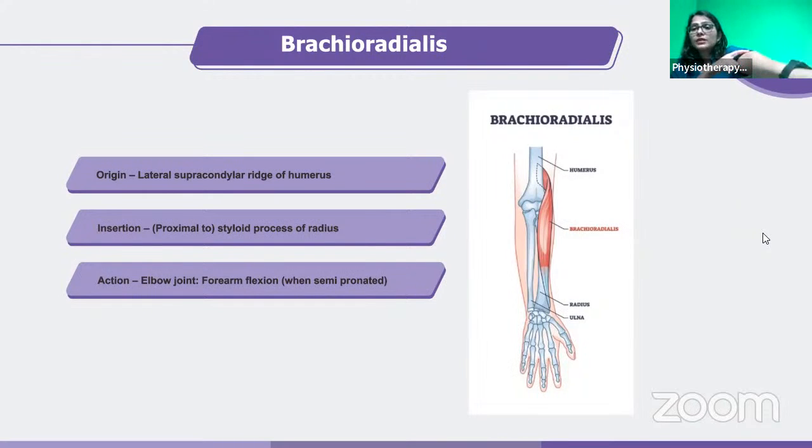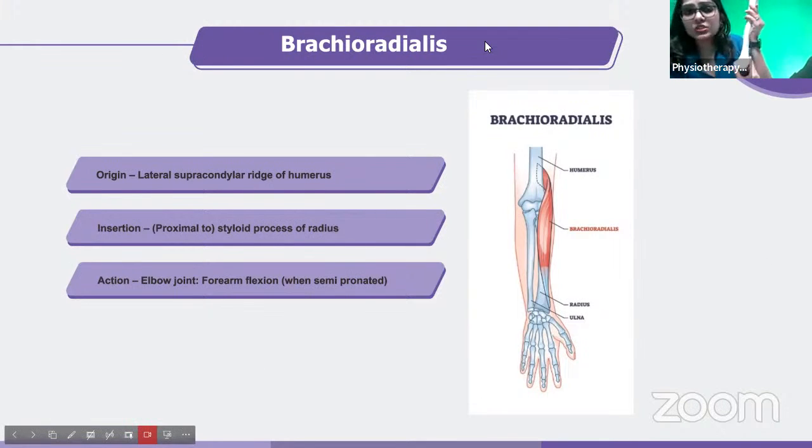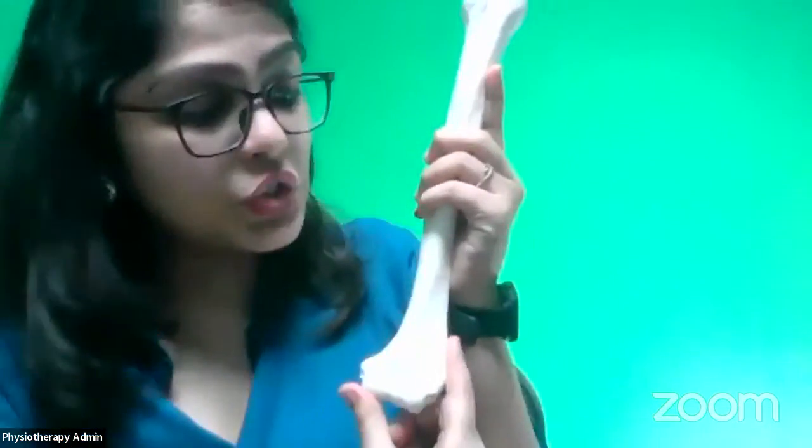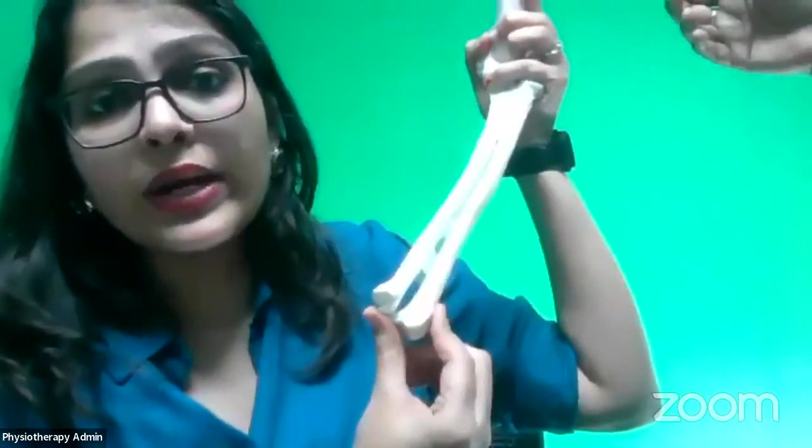Brachioradialis takes its origin from the lateral supracondylar ridge of the humerus. That is, if this is the humerus, from this ridge it is taking the origin. From here, it gets inserted into the radial styloid process. The styloid process is present here, right? At the lower end. So it takes the origin from here and gets inserted over here. So this whole part is present on the lateral side. Guys, you can palpate this part, this muscle where you can see the bulk here. It is your brachioradialis.